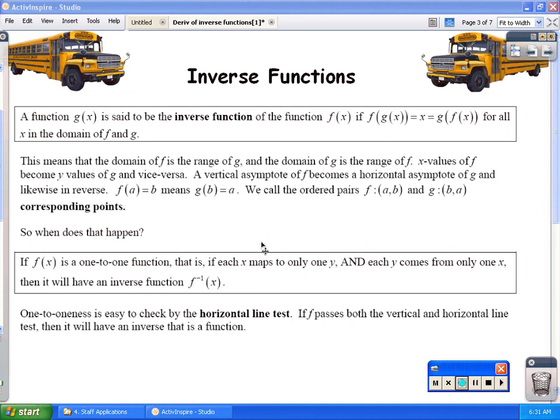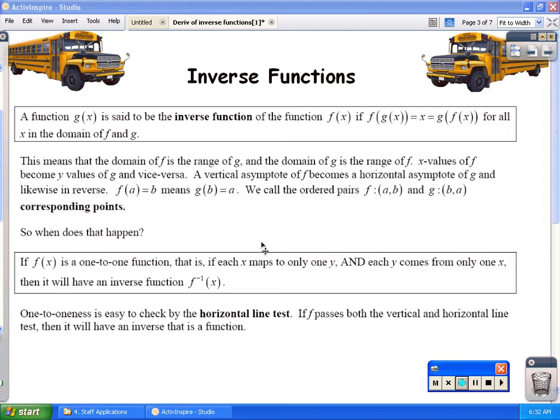The purpose of this video is to find the derivative of inverse functions, and I want to start with simply reviewing what inverse functions are. This is a concept that you should have encountered in Algebra 2 and then looked at again in pre-calculus, and of course we just recently found the derivative of inverse functions.